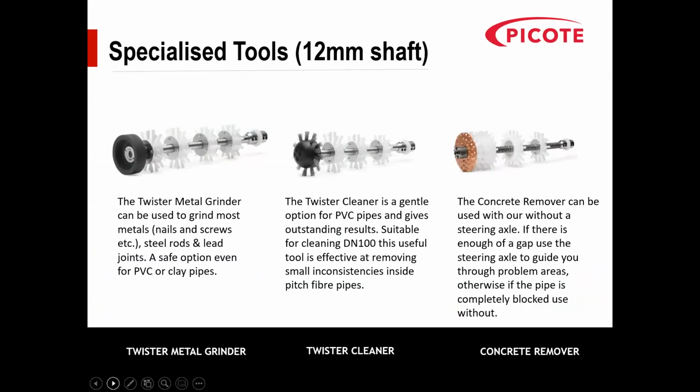For the 12mm shaft, we have some specialist tools. We've got all the chains, but we've also got what we call the twister metal grinder. It's great where you've got reinforcing bars or steel posts that have been knocked accidentally through the pipe. We can cut it out. It takes the middle section out with the twister grinder, and then we have the smart cutter with the grinding panels on to grind back the bits that are left.